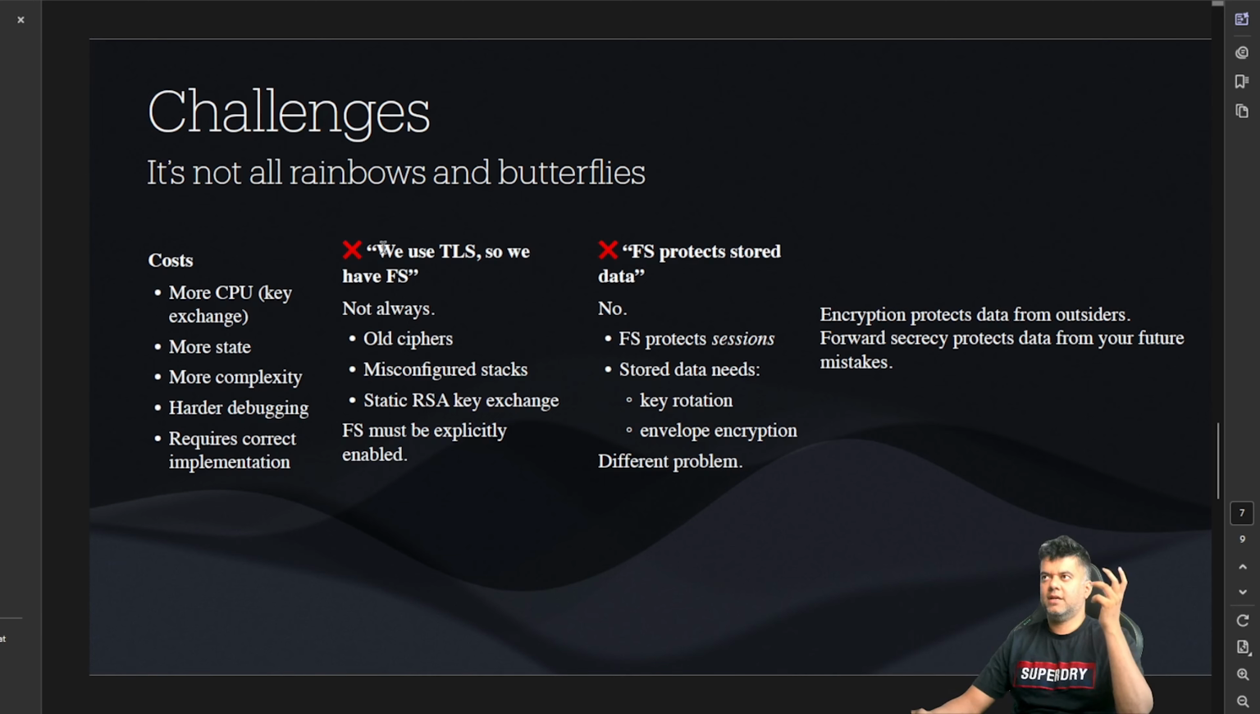The other myth is that if you use TLS, you assume that you already have forward secrecy, but not always, because you can still have old ciphers, misconfigured stacks, and static RSA key exchange. So forward secrecy is very deliberate. It must be explicitly enabled.